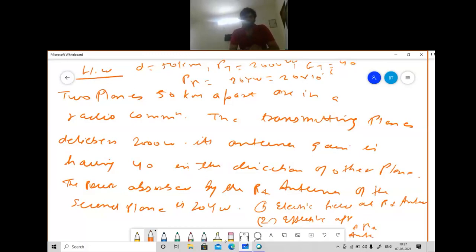So the problem is clear to you. I'll repeat it one more time. Two planes 50 kilometer apart are in a radio communication. The transmitting plane delivers 2000 watt. Its antenna gain is 40 in the direction of the other plane. The power absorbed by the receiving antenna of the second plane is 20 microwatt. Calculate the electric field at the receiver antenna and the effective aperture of the receiving antenna. So this was the problem given to you.